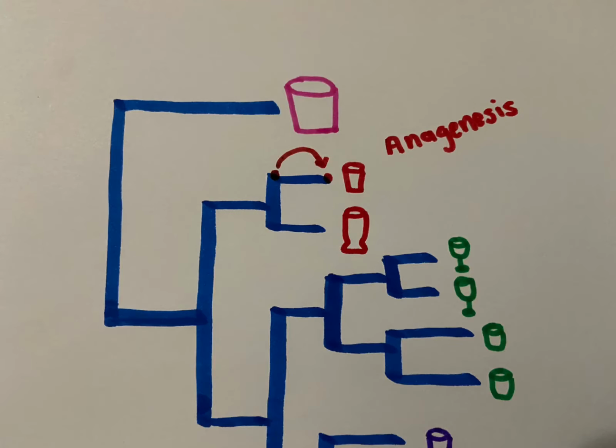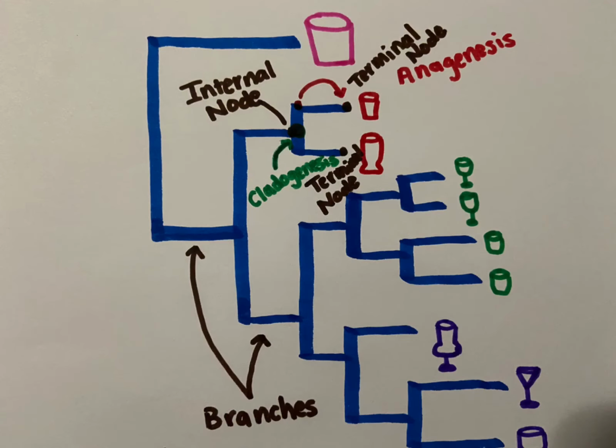First, anagenesis is accumulated genetic changes over time within the same lineage. If we look at this branch, we can see where anagenesis is occurring. A 16-ounce beer glass that is here is slightly different from the one here. Cladogenesis is evolution that involves the splitting of one lineage into two.